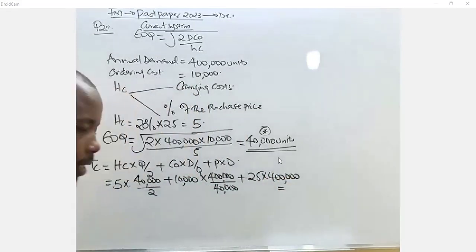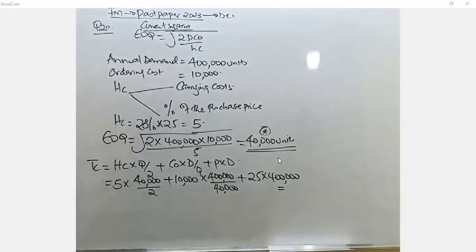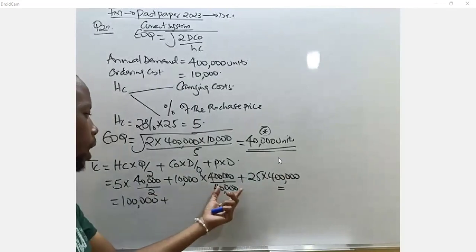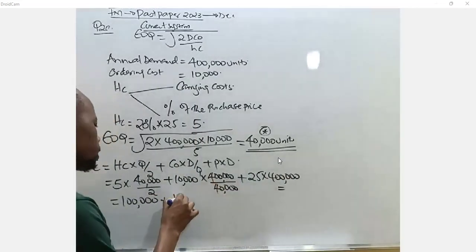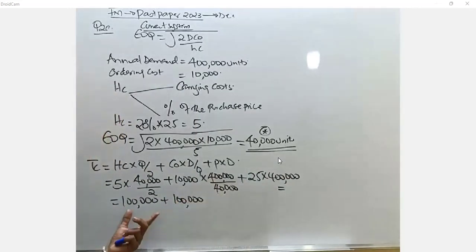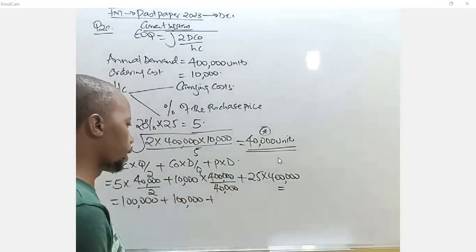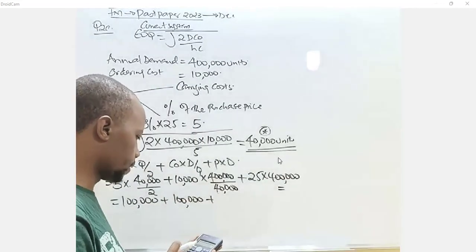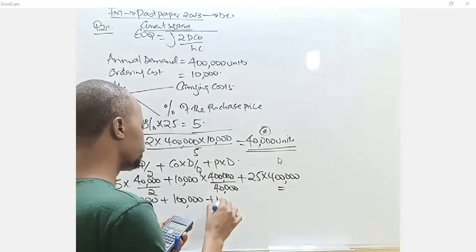So how much is it? If you break it down, this is 100,000 plus another 100,000. And we normally say at EOQ, the holding and the ordering cost are always equal. So plus 25 times 400,000, getting 10 million.